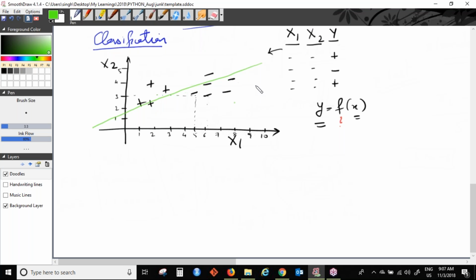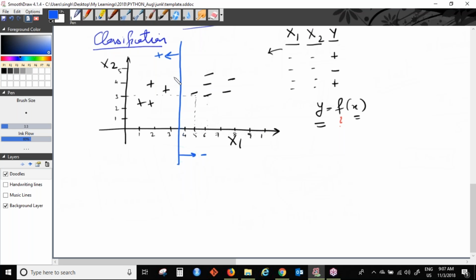So this line will not help you, okay? Because using this line, it is very difficult to find whether it's a plus or a minus. So what can be done? What we can do is, I can draw a line here, and I can say whatever is on the left hand side of the line is plus, whatever is on the right hand side of the line is minus. Yes, Pankaj, you are right. Okay, so I can draw a simple line like this.